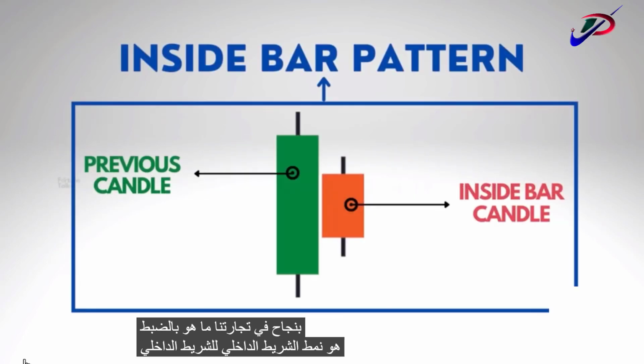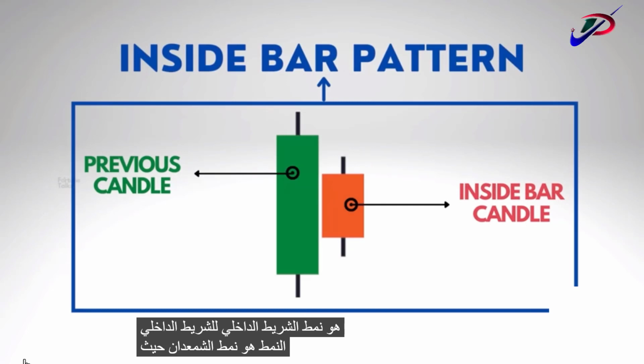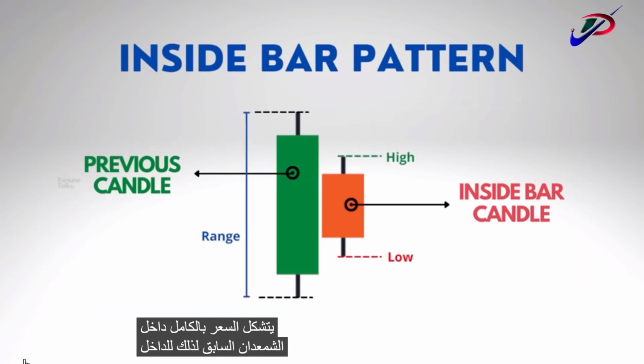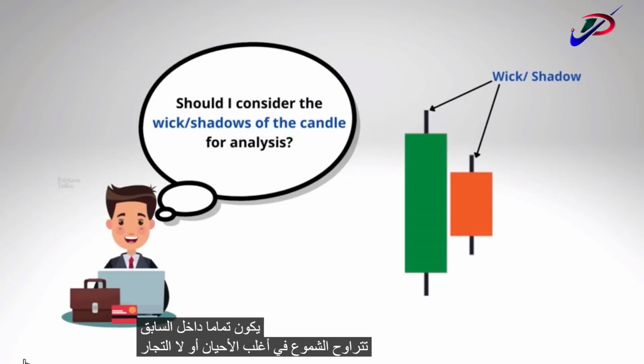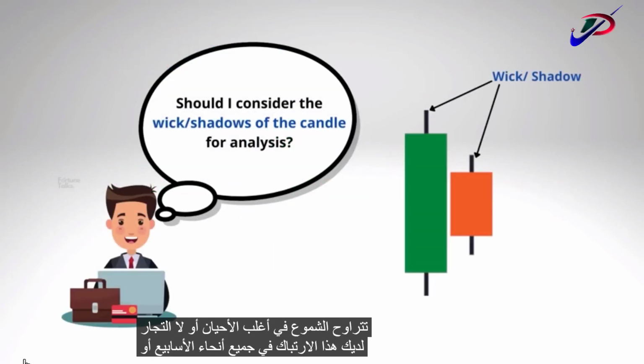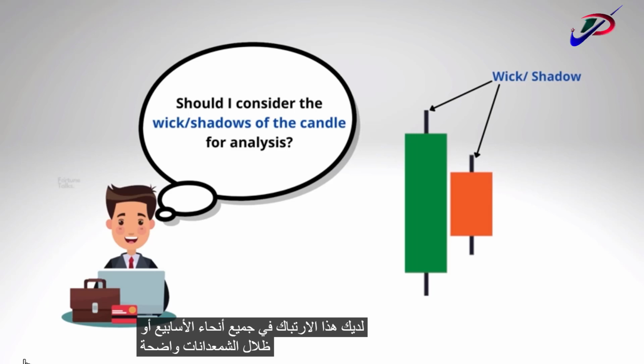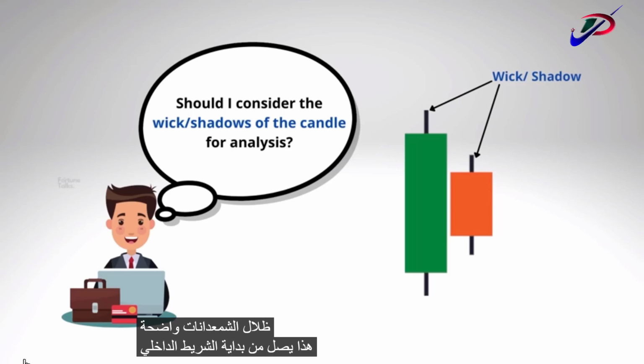The inside bar pattern is a candlestick pattern where the price forms completely within the previous candlestick. So, for an inside bar to be considered valid, both the high and the low of the candlestick need to be completely inside the previous candle's range. Most often than not, traders have this confusion around the wicks or shadows of the candlesticks. To clear this up from the start, the inside bar takes into account the candlestick's shadows or the wicks also.